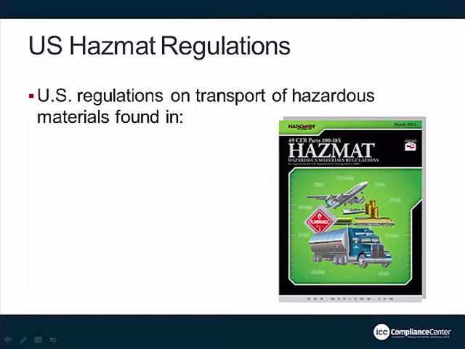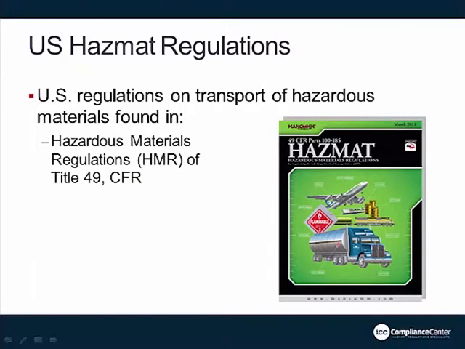In the United States, substances or articles that pose a hazard during transportation are called hazardous materials. The U.S. regulations on transport of hazardous materials are called the Hazardous Materials Regulations, or HMR. These are located in Title 49 of the Code of Federal Regulations, a larger set of regulations dealing with transportation issues. This is best known as 49 CFR.